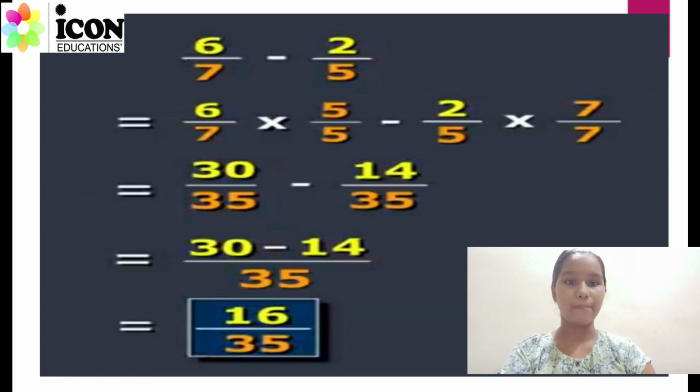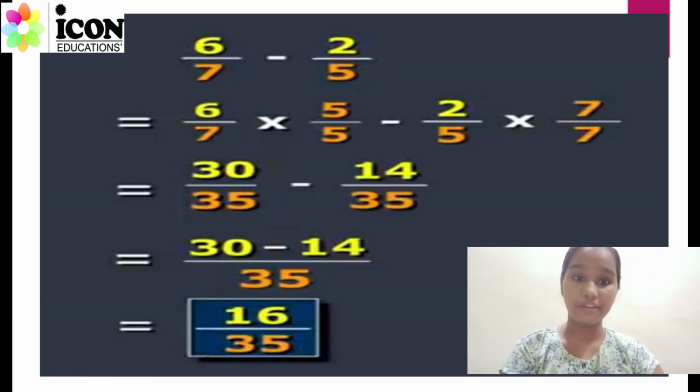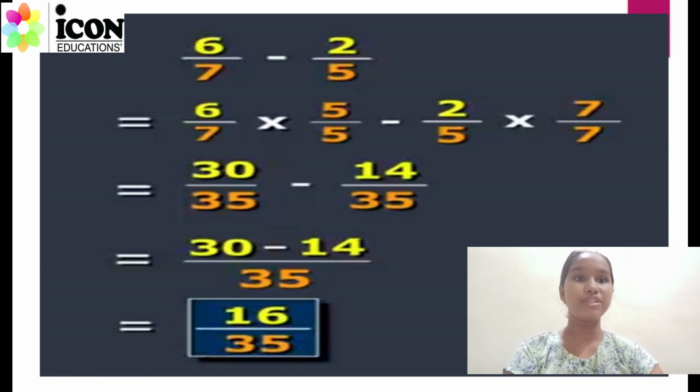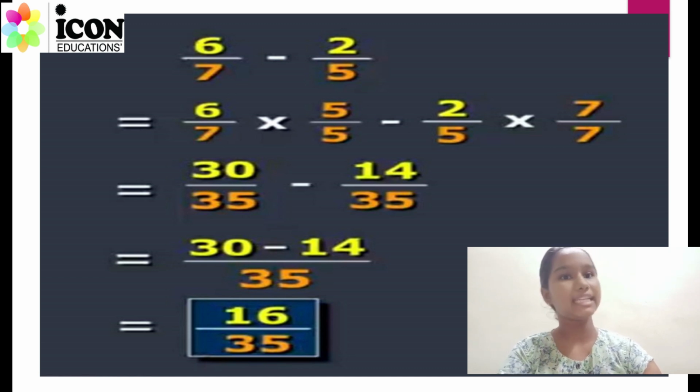Next example. The next example is 6 upon 7 minus 2 upon 5. We need to equalize the denominators. The LCM of 7 and 5 is 35. So 7 if we multiply by 5 we get 35. So we will multiply in the numerator as well as the denominator. So 6 into 5 upon 7 into 5 minus 2 into 7 upon 5 into 7. 6 5s are 30 upon 35 minus 7 2s are 14 upon 35. 30 minus 14 is 16 and 35, which is the denominator, we write as it is.